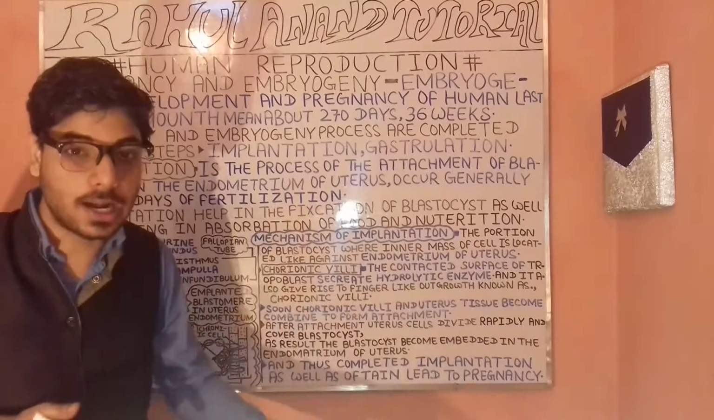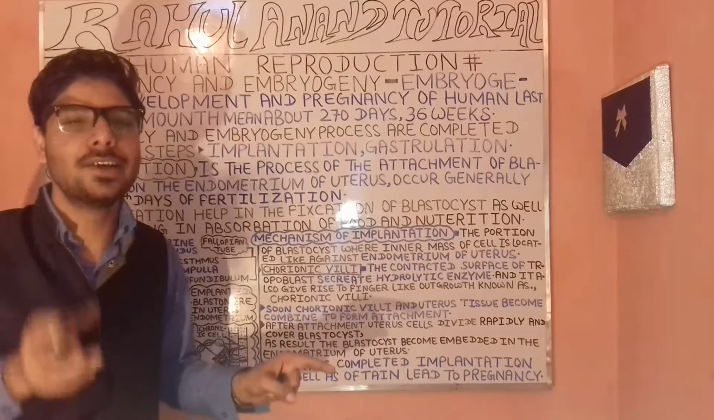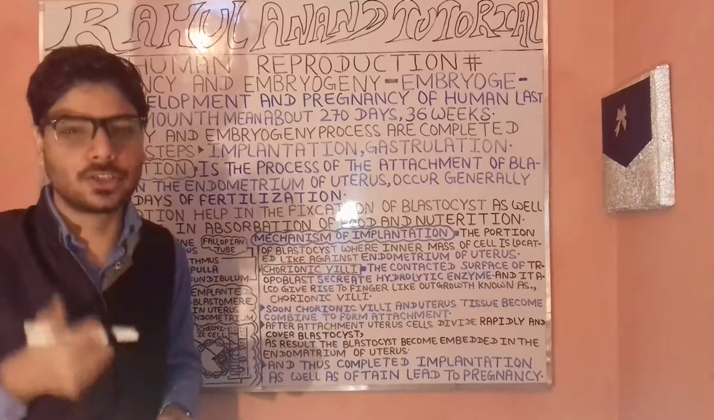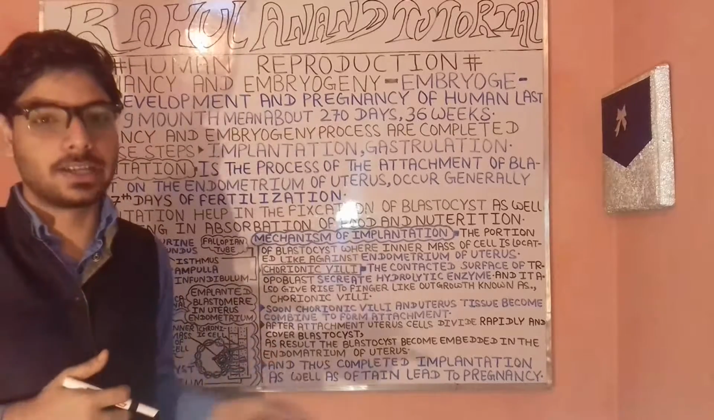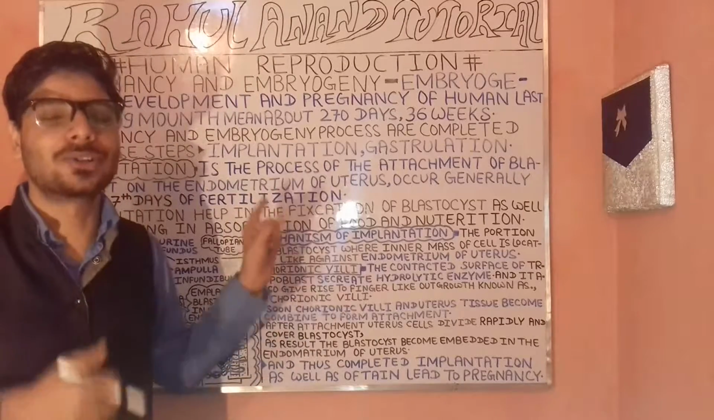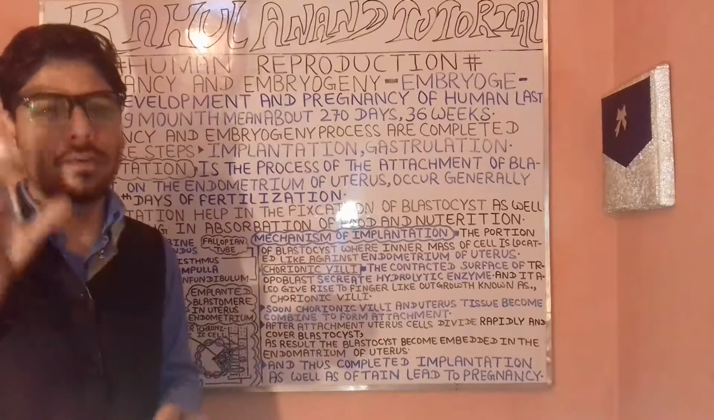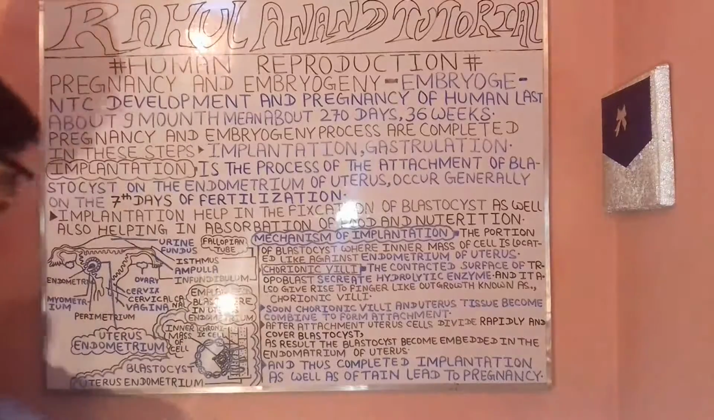Often we have three broad kinds of walls in it. These are the perimetrium, the myometrium, as well as the endometrium. Remember we did the endometrium in the course of implantation. You can find it here on the board.